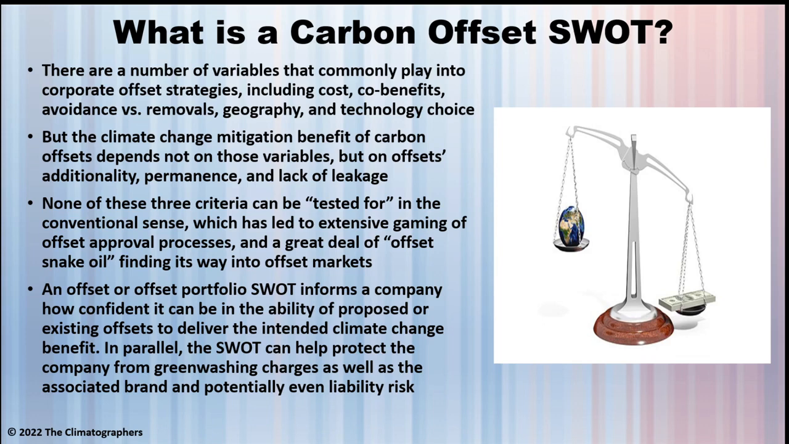So what is a carbon offset SWOT? There are lots of variables that companies use to decide which carbon offsets to buy, and a lot of those have to do with cost, co-benefits, avoidance versus removals, geography, and technology choice. But the climate change mitigation benefit of a carbon offset comes down to three fundamental variables: additionality, permanence, and lack of leakage. The problem is that none of these three criteria can be tested for in the conventional sense.